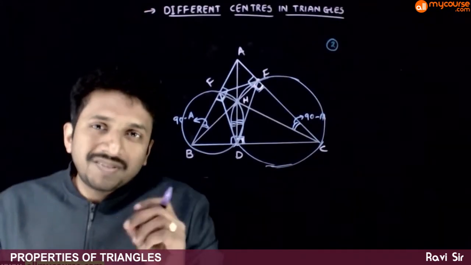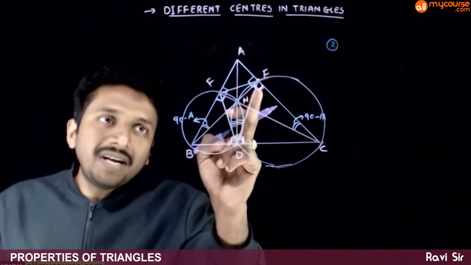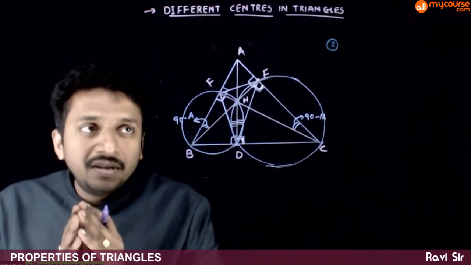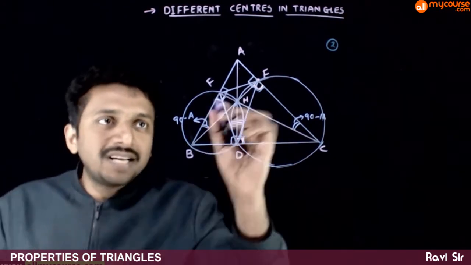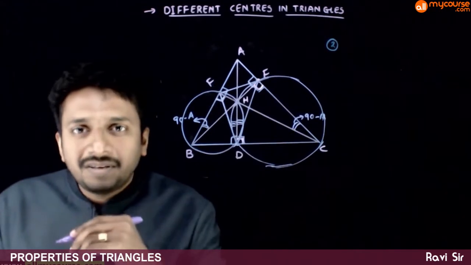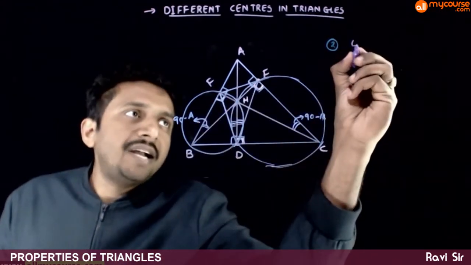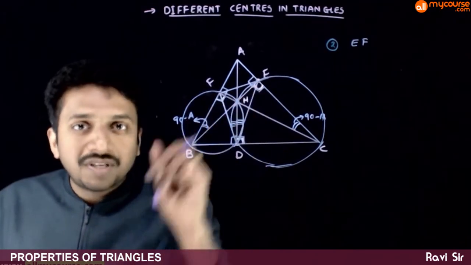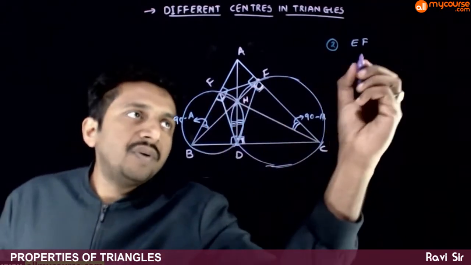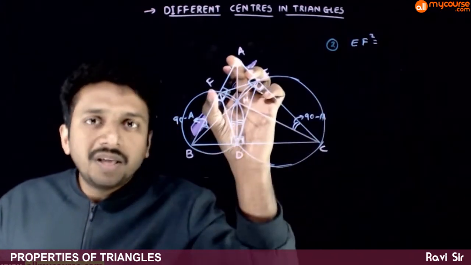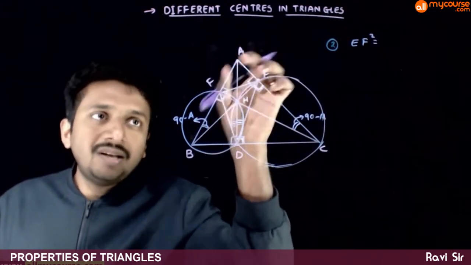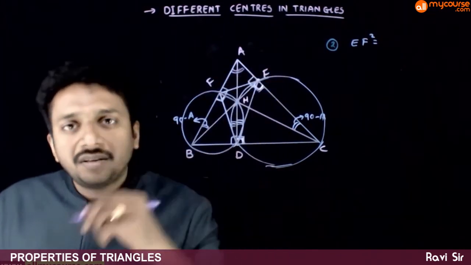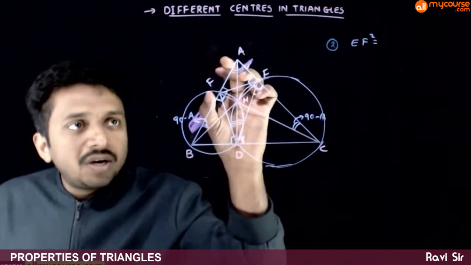So next let us try to prove the second proposition, that the circumradius of the pedal triangle is half of the circumradius of the original triangle. To find the circumradius of the pedal triangle, first I'll try to find the side of the pedal triangle. So I'll try to find the side EF. To find the side EF, I use the cosine rule. So what is EF square? EF square is equal to AF square plus AE square minus 2 times AF times AE times cos of the angle between the two sides.